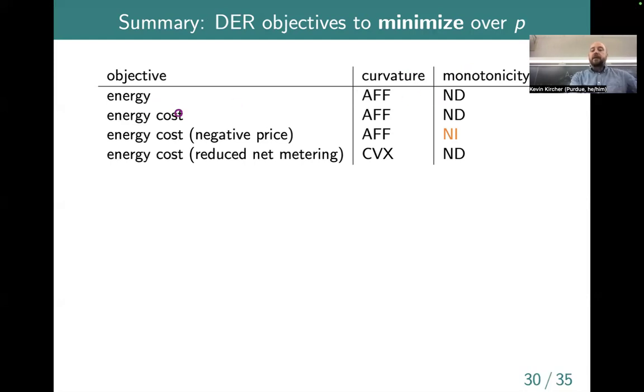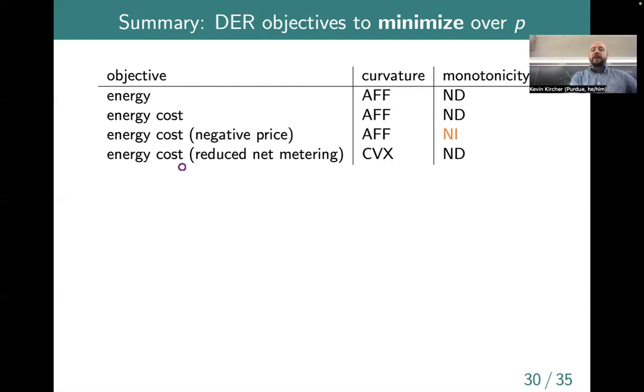Energy cost, also good. Here the difference between energy efficiency and energy cost is that we put in a price, and a potentially time varying price. So if this thing has a positive price, we're all good. It's affine and non-decreasing. We need to be a little bit careful when we get into situations where there may be a negative price, because then our function becomes non-increasing in the power. And depending on the DER that we're working with, that might lead to an error. So we need to be a bit careful.